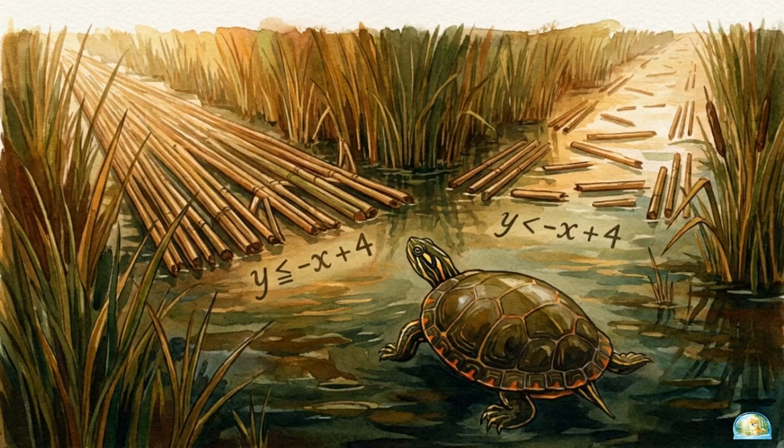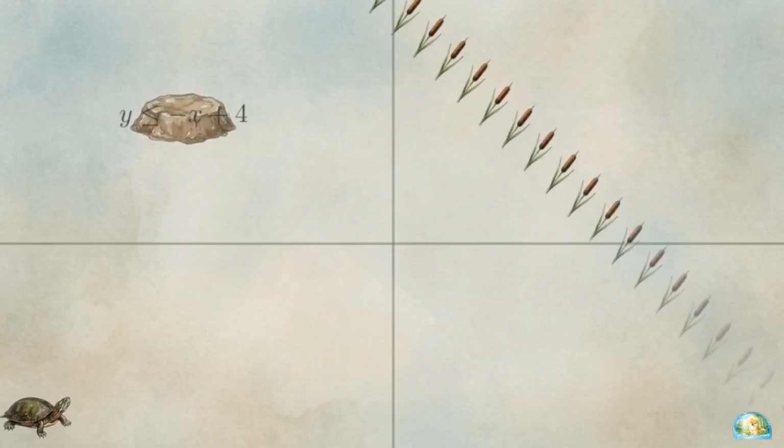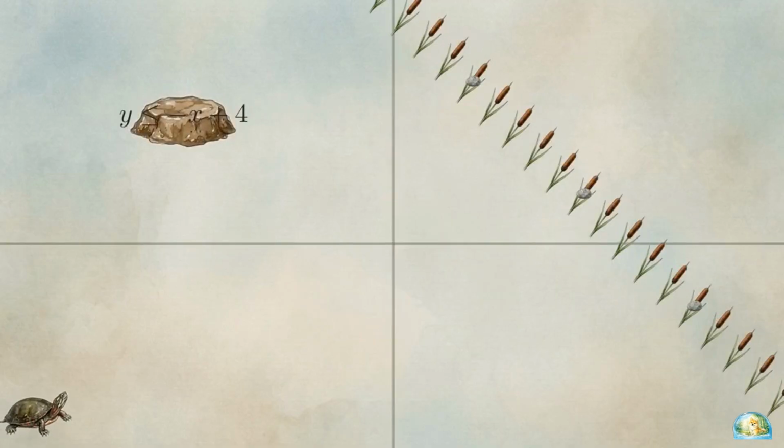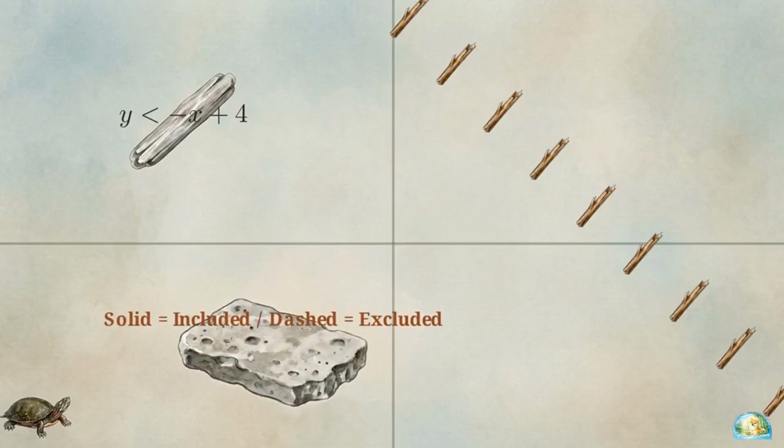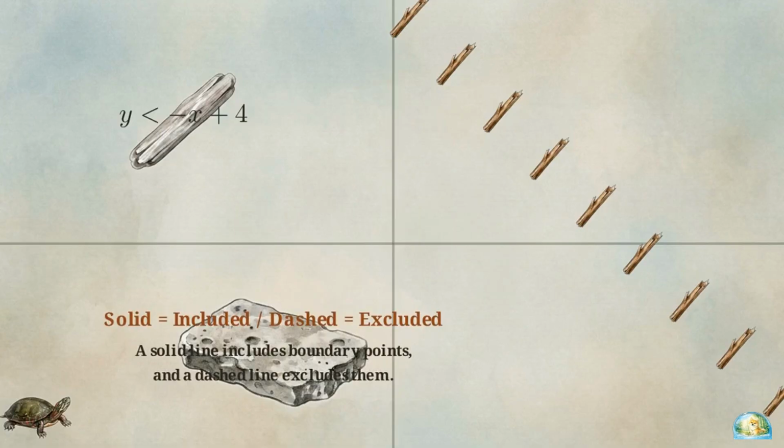Why does y less than or equal to minus x plus 4 use a solid line, while y strictly less than minus x plus 4 uses a dashed line? This coordinate plane illustrates the difference. The symbol less than or equal to includes boundary points. The symbol less than excludes boundary points. So the included boundary is solid, and the excluded boundary is dashed. A solid line includes boundary points, and a dashed line excludes them.